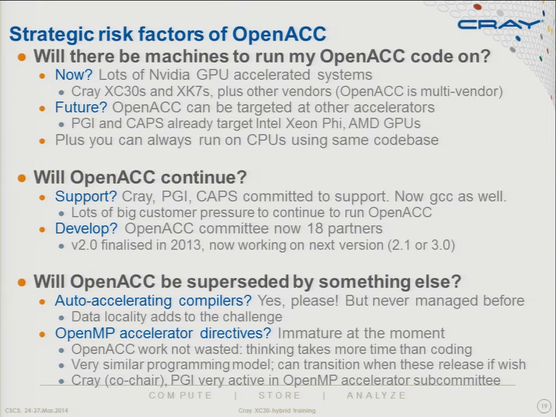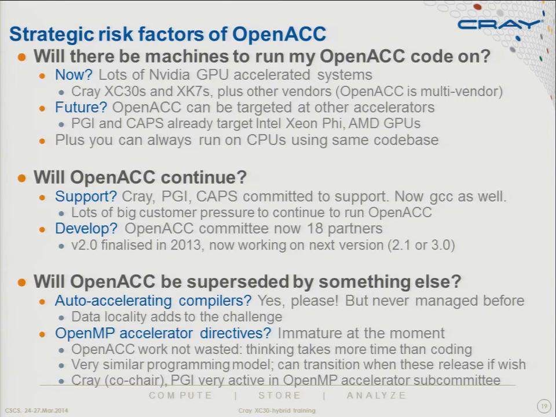Will it continue? Well, of course, if we turn around and say to Oak Ridge or to CSCS, oh, OpenACC, no, we've got a new idea now. I'm sorry you've ported all your code. We can't do that. So, I mean, there's customer pressure to continue. But more than that, the OpenACC committee started with 4 partners, and we're now at 18 or so. And it's not just vendors. There's HPC centers and software developers as well, and tools partners. And so version 2 came out at Supercomputing in November, and now they're working on the next version, which could be a 2.1, it could be a 3.0. It just depends how the standardization process works.